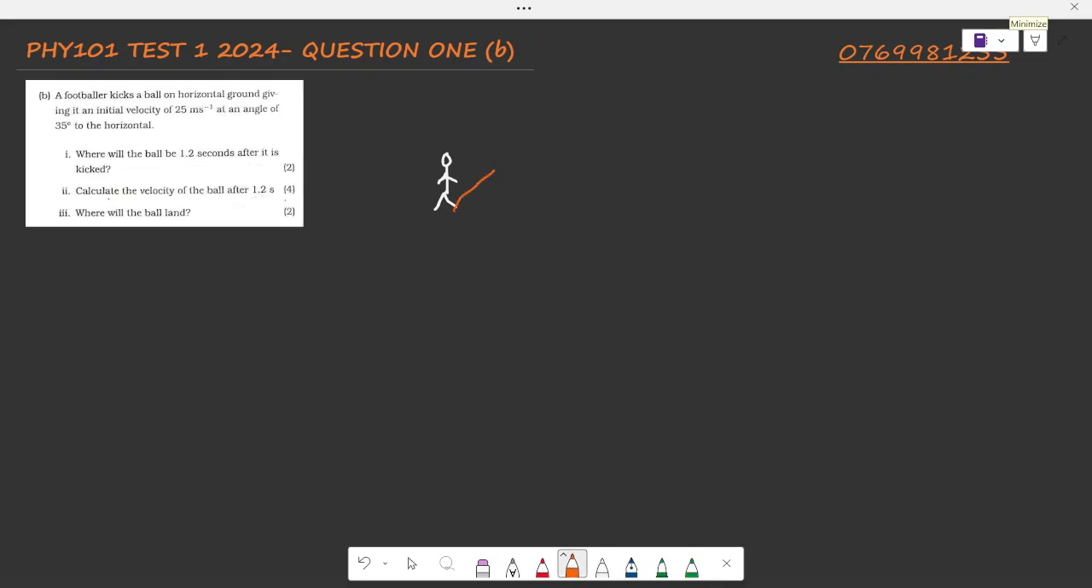and this guy kicks a ball at this angle, which we're given to be 35 degrees from the horizontal plane, and he kicks this ball at a velocity of 25 meters per second, right?